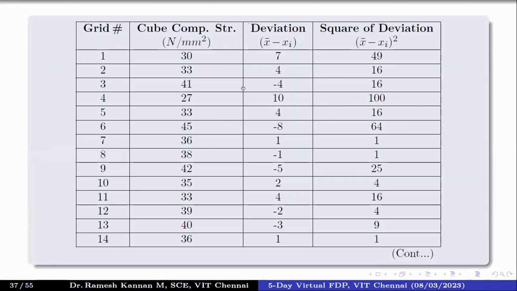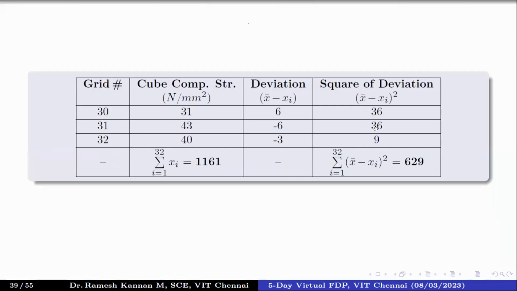See, 37 minus 41 is minus 4, and so on. And you have to find out the square of the deviation. Once you find the square of deviation, you need to calculate the sum of the squares of the deviation, which is 629. 629 divided by n minus 1, and you have to take the square root of it. That will become the sample standard deviation.